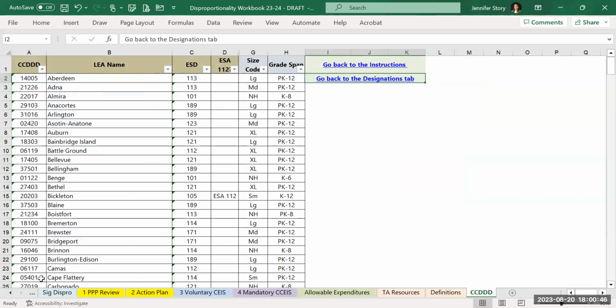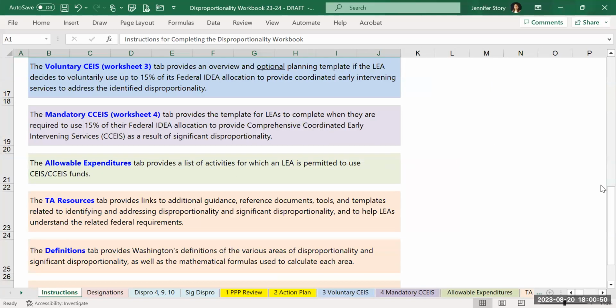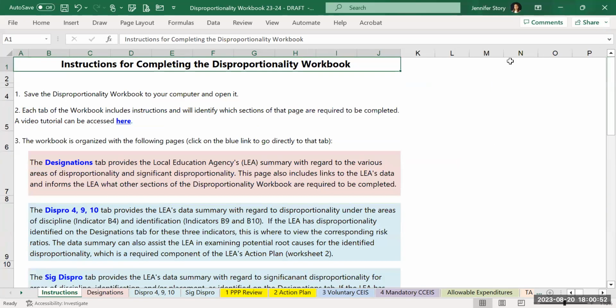So that's the Disproportionality Workbook in a nutshell. And again, our office is more than happy to walk through anything with you. You could join our open office hours in September. Or we can schedule an individual Zoom with you and your team if you have questions about your data or want to talk through anything further. We are happy to help.